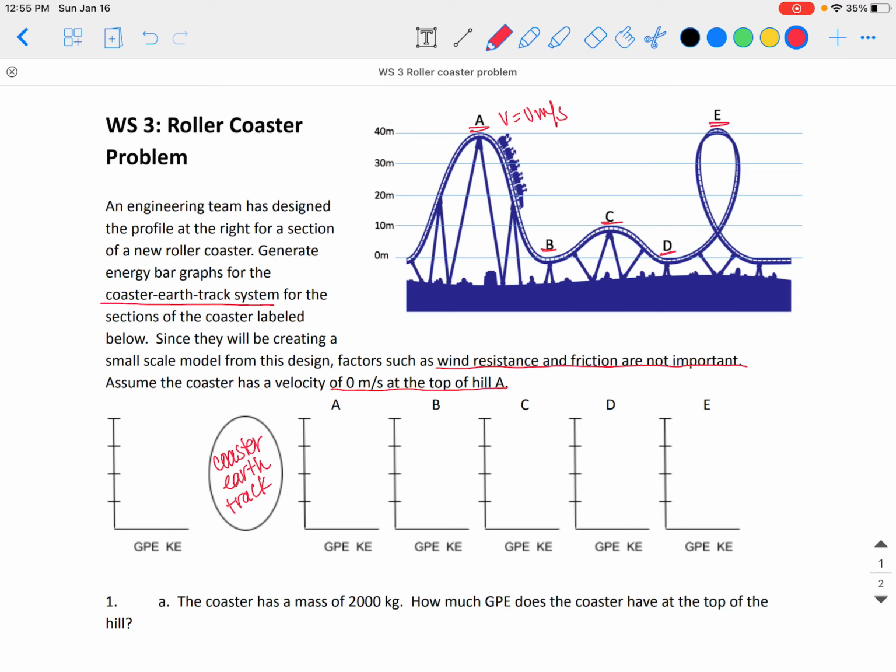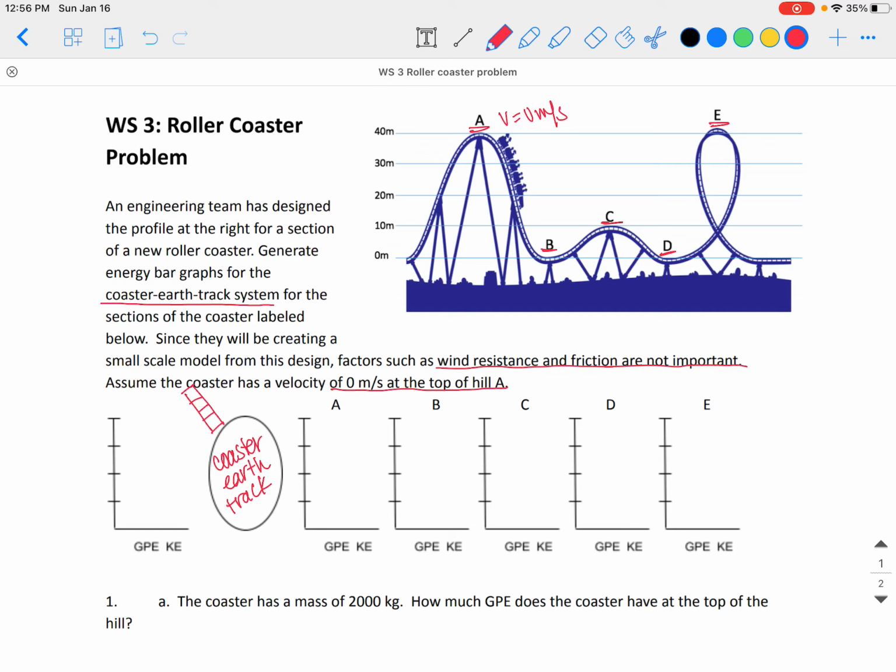roller coaster. But if you notice, we've got a bar graph to start, and we want to know where the energy is coming from in order to get us to point A. And that would be, in roller coasters, a motor. The motor is not necessarily part of the cart on a coaster or the track. It is outside of the system in this scenario, and so we are going to call it energy coming in.